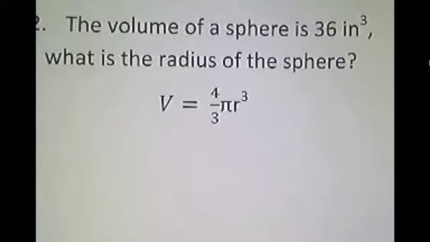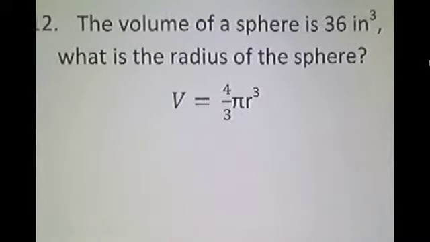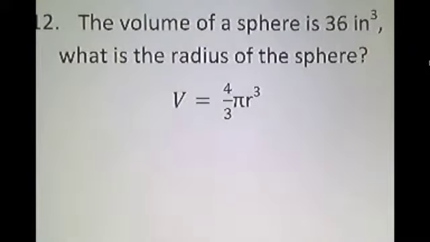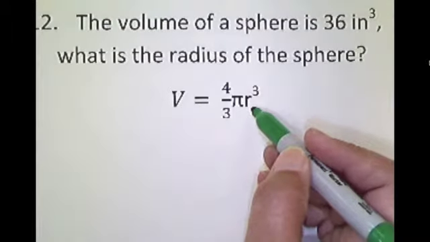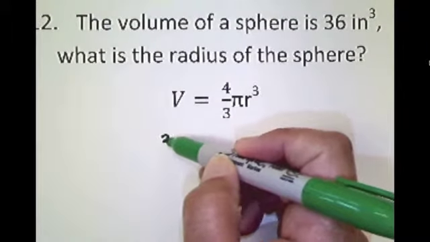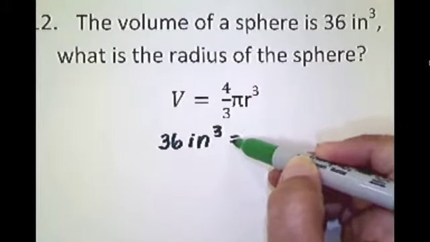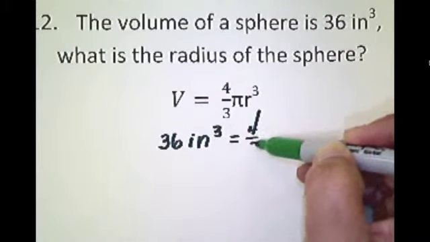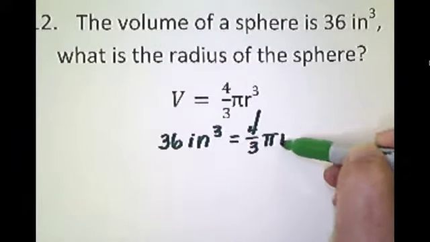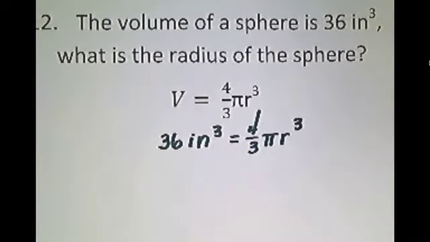One more formula, and then we'll move on to the next section. Here we have the volume of a sphere, a ball, and it is 36 inches cubed. What is the radius of the sphere? So we are going to be looking for R. We know that the volume is 36 inches cubed, and that is going to equal 4/3 pi R cubed.